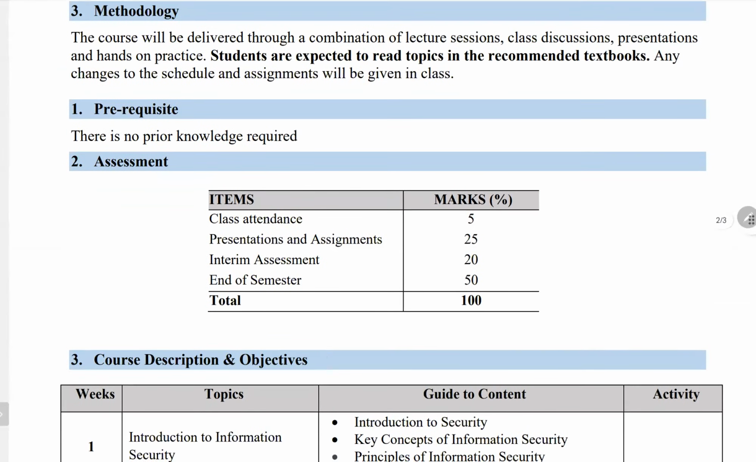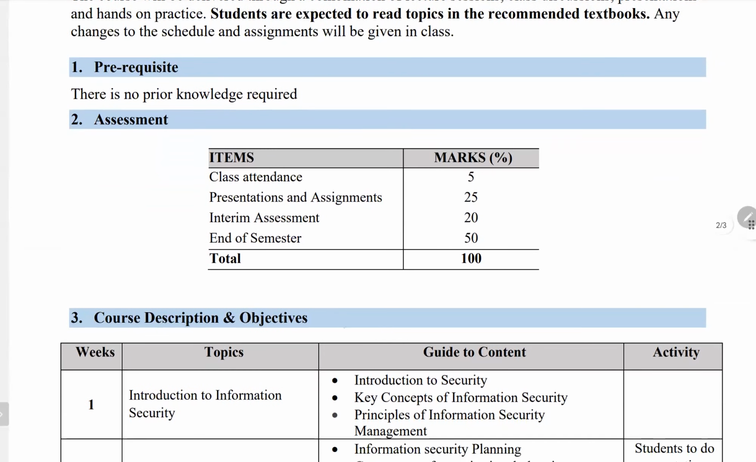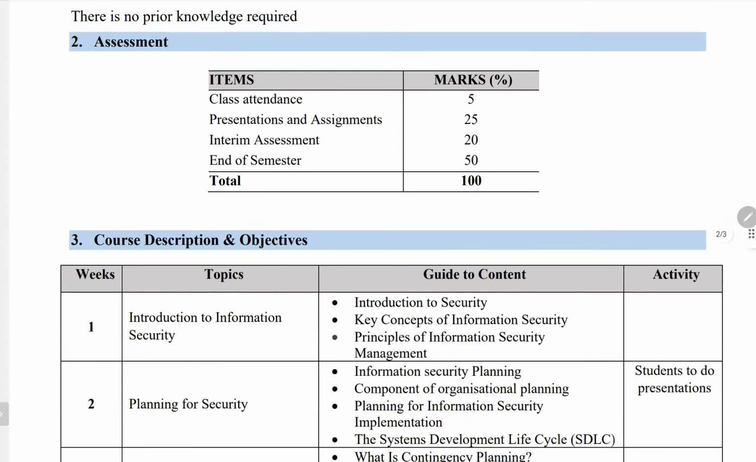Prerequisites: there is no prior knowledge required. You don't need to have any knowledge in any area. Of course, you can understand the course.